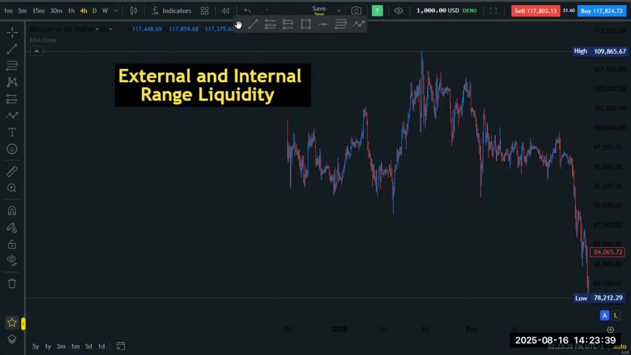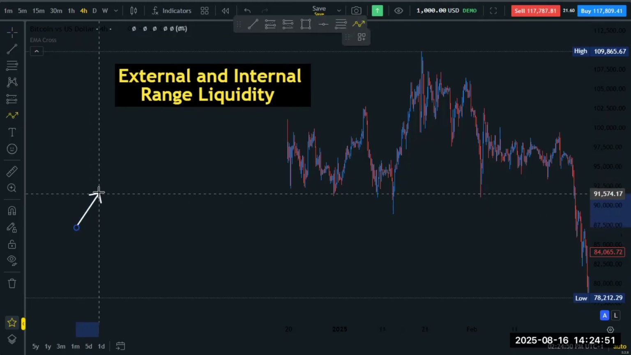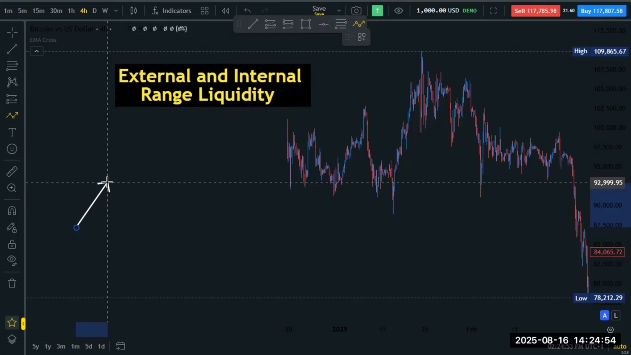Now, this is not a trading strategy, but it is a concept that is very important that when you combine it with your own trading strategy, you will see a lot of results. So when I am done doing this, I am going to show you two examples of trading strategies that you are going to combine with the concept of external and internal range liquidity, and you will see the kind of results that you are going to get. For you to understand this concept, you need to know what market structure is all about.